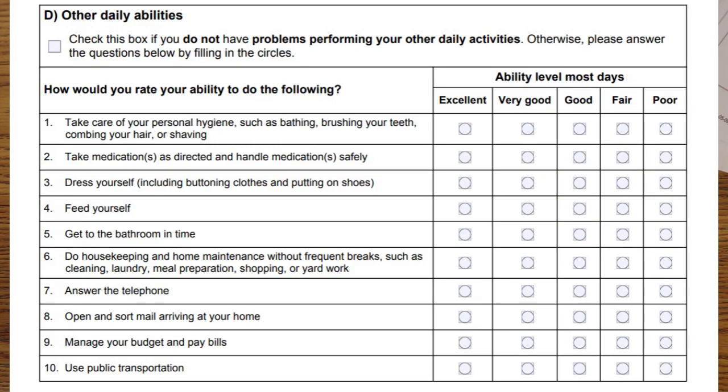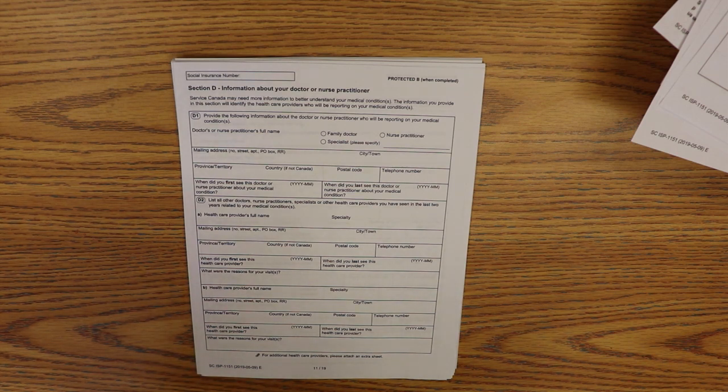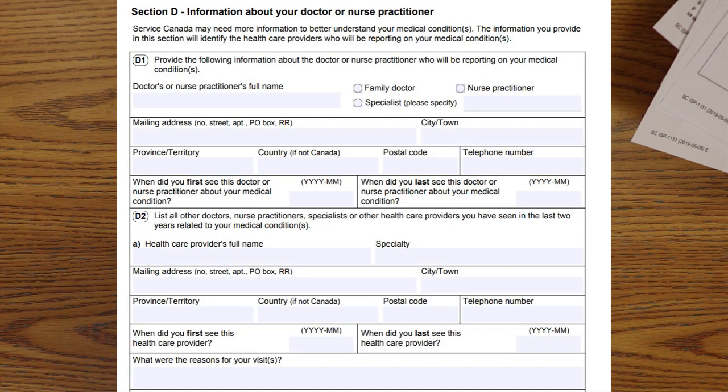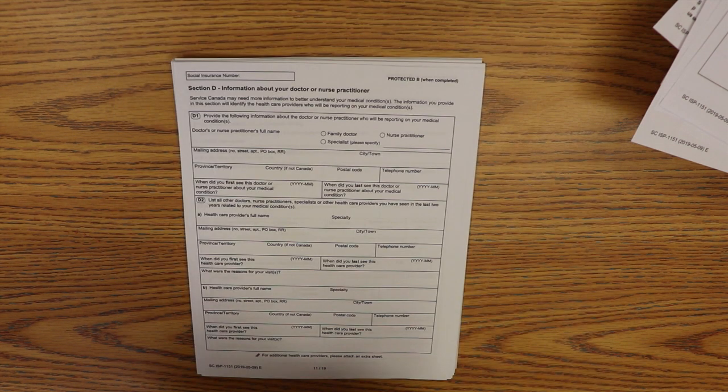You will need to provide information about your family doctor or nurse practitioner and any specialists you've seen in the last 2 years related to your medical condition. We will need the name, address, phone number, postal code, when you first saw this doctor, when you last saw this doctor, and what were the reasons for the visit.